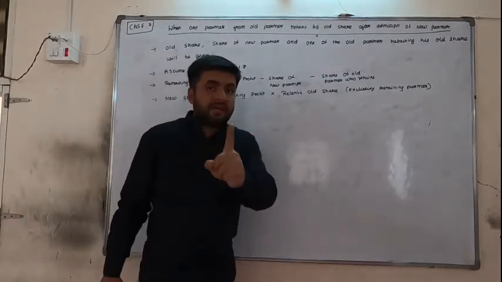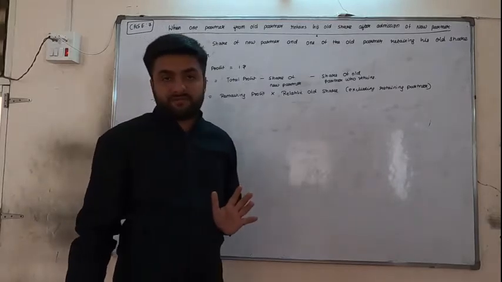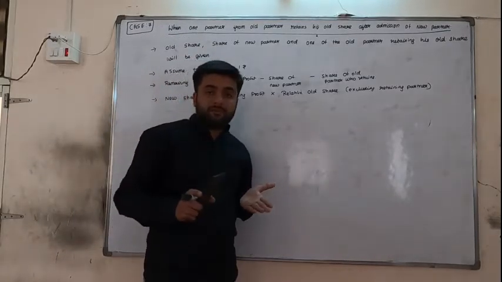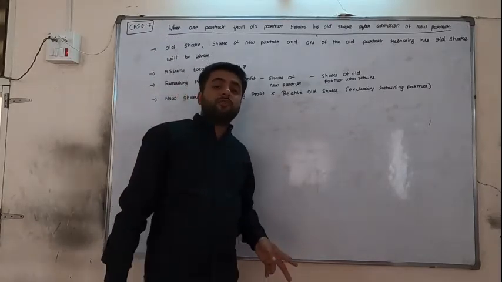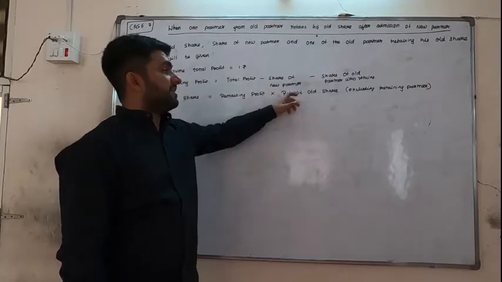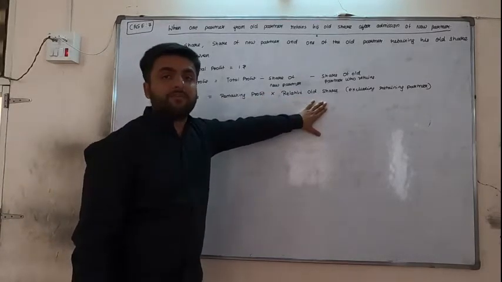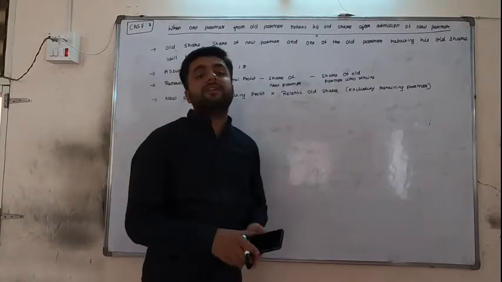Now friends, as I said you before also, relative means excluding 1. Means if there are 3 old partners, excluding 1, there will be 2 old partners. If there are 2 old partners and excluding 1, there will be only 1 partner. So remaining profit multiply relative old share, not new share, because here old share is given and 1 partner is to be excluded because he is retaining his share.